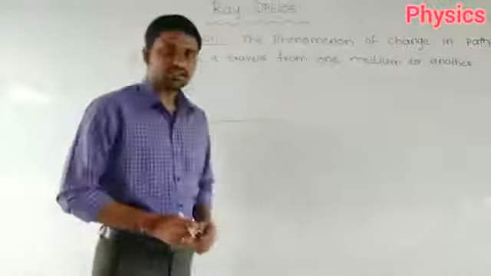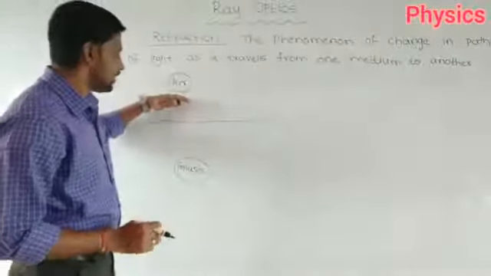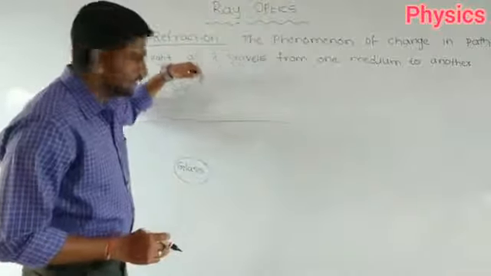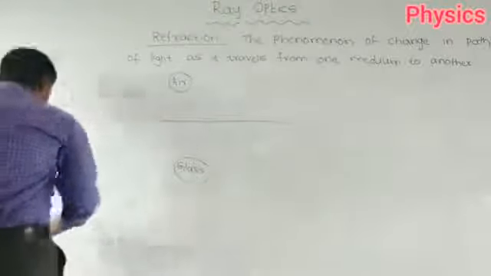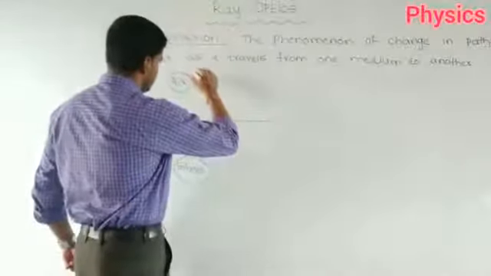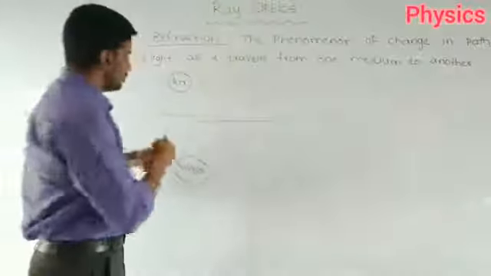Now I am going to make light incident from one medium. One medium means air. So from the air medium I am going to send a ray of light like this. Okay, so this is the incident ray.